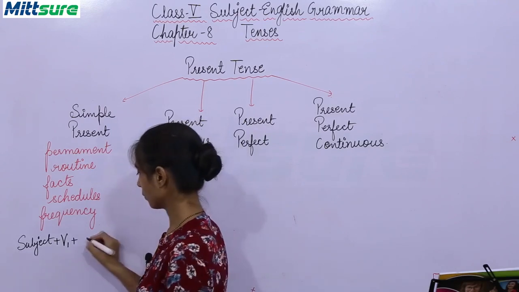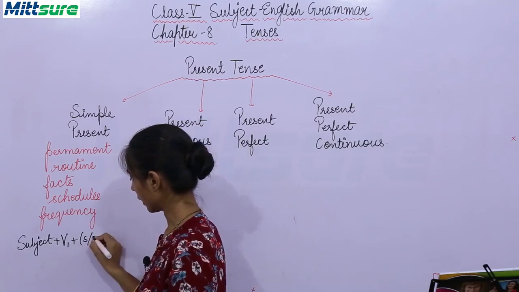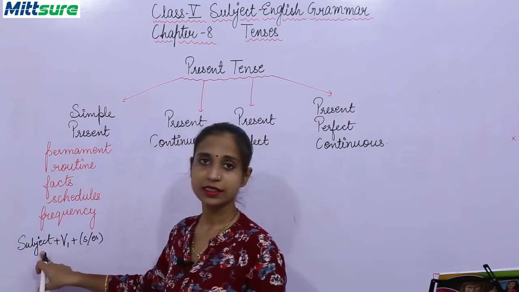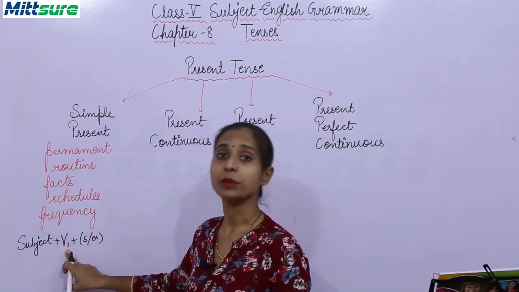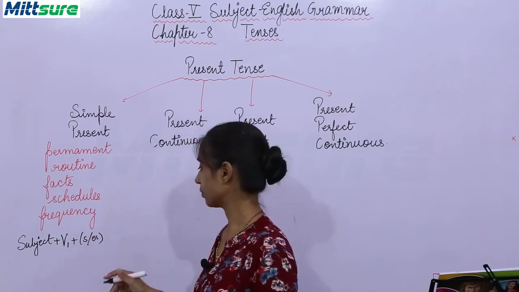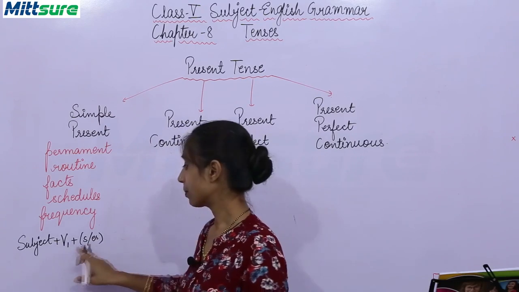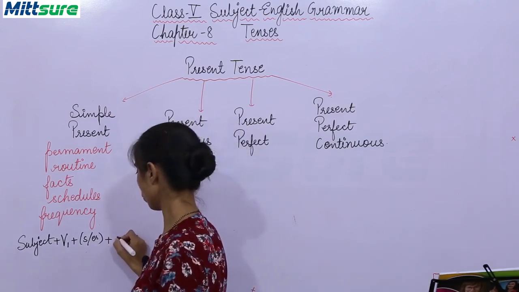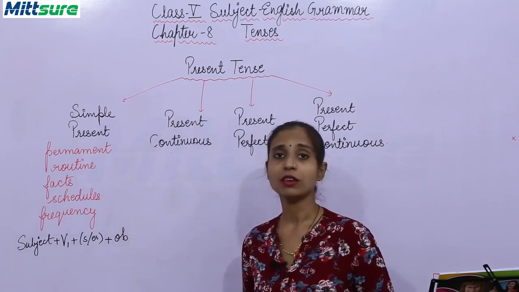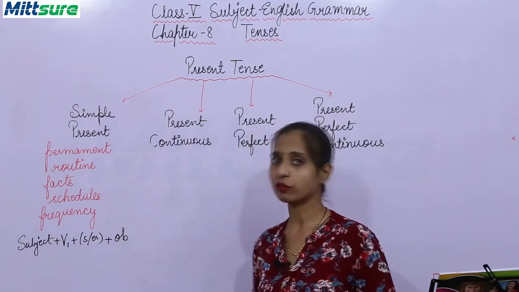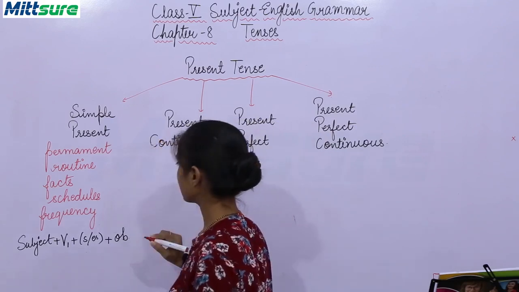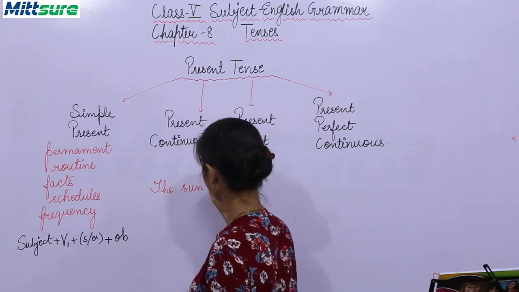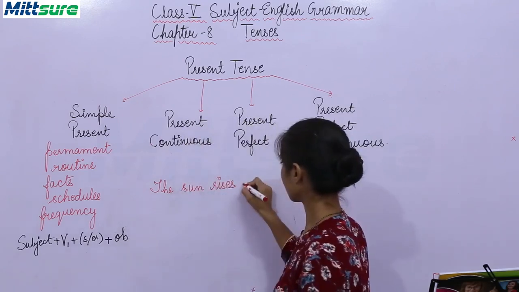Subject plus verb first form plus S or ES. Remember subject and verb agreement, that we have already discussed, right? If the subject is singular, then the main verb will be plural. Fine? I'll tell you with an example. Subject plus verb first form plus S or ES if required. That is why I have written it in brackets. Then object. This is the formula for simple present tense. Now let us see an example and then this formula will be justified. Just take the example which we have already done: The sun rises from the east.